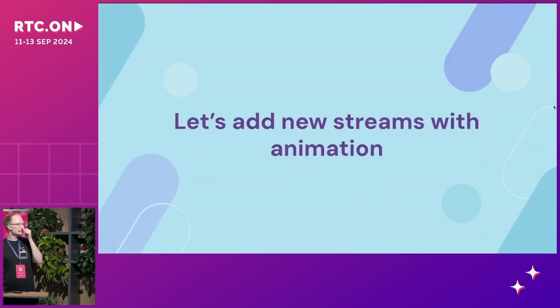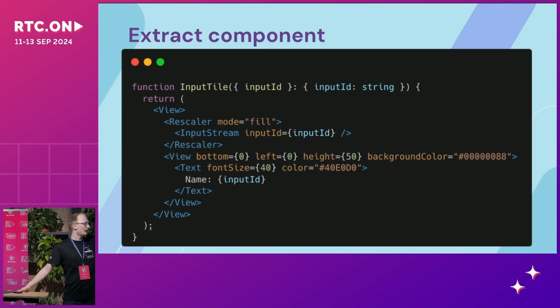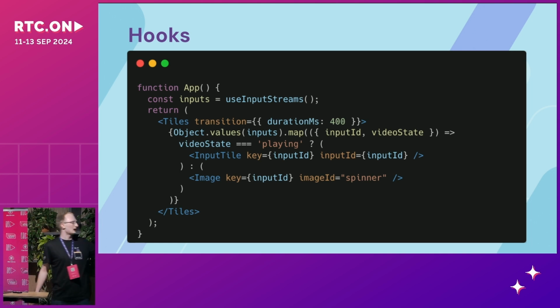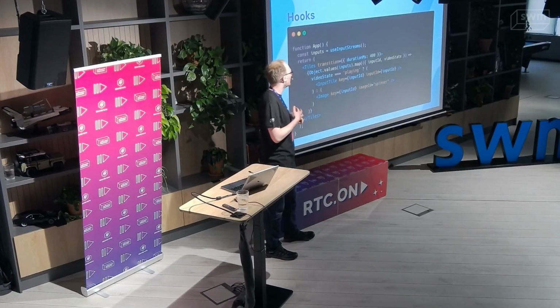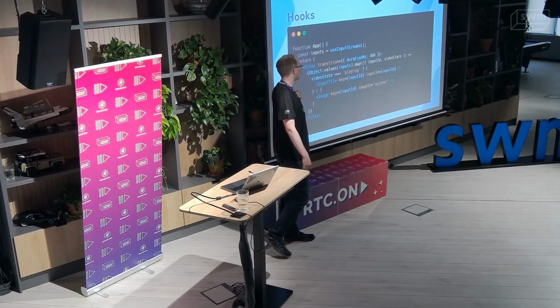So let's add new streams with some animations. So firstly, we start by exporting the previous logic to a component, as you would do in React. And then we use a hook. This is a LiveCompositor hook. You just use it by importing it. And it keeps the state of the input stream. So if you use it in some components and the state of the inputs changes, for example, some inputs start receiving data, or we get some inputs removed, added, React knows to re-render those components.